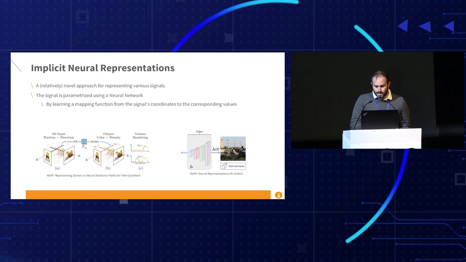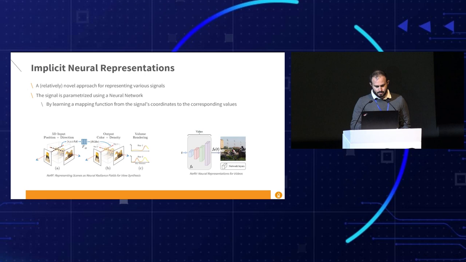Here, a single timestamp coordinate is mapped to the entire pixels of the frame at that specific timestamp. On the left, you can see the very popular NeRF architecture, where in order to represent a 3D object, we learn a mapping function from a five-valued coordinate system that contains the position and direction of a ray to the four values representing the color and the density of the corresponding pixel in the scene.